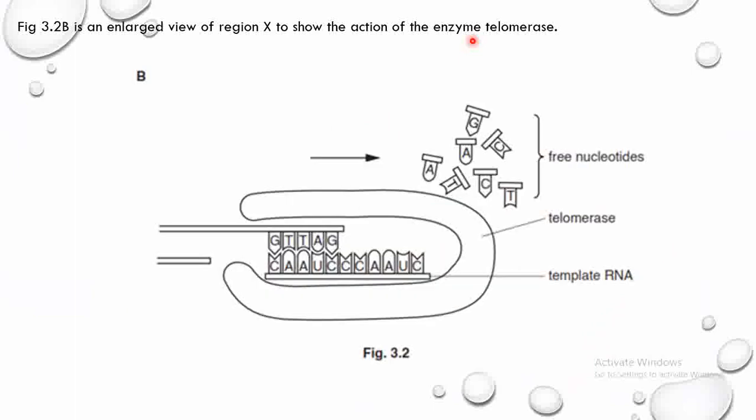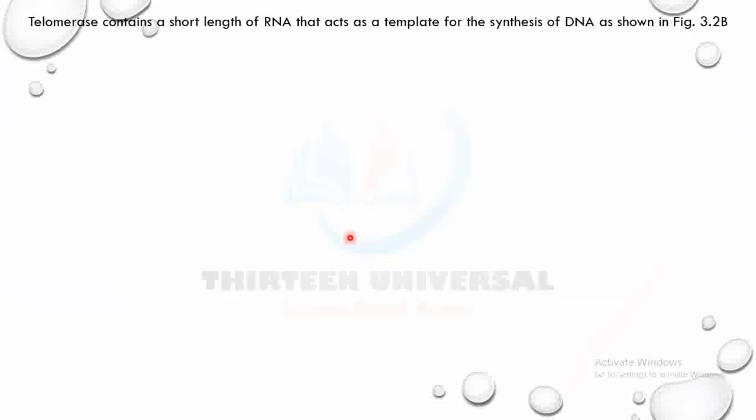It says, an enlarged view of region X to show the action of the enzyme telomerase. So look at that. See the action of the enzyme telomerase. This is the telomerase enzyme. Can you see? So it uses an RNA template to make DNA. These are DNA nucleotides. There's no uracil here. So it is using it to make DNA.